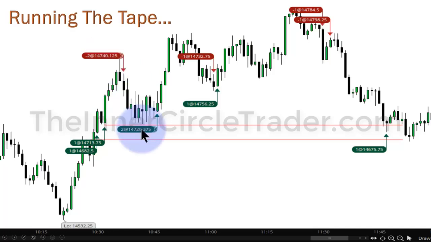740 to 720, that's 20 handles. Going long here at 720, I'm abbreviating the number just for brevity's sake. Getting out at 732, 12 handles. Then going long here, 756, and then getting out at 784 and a half. Then going short at 798 and covering at 675.